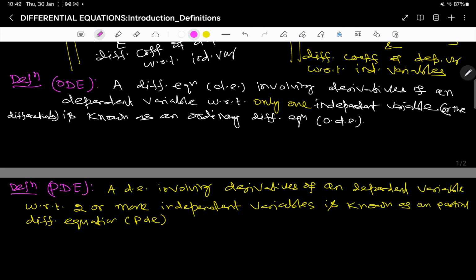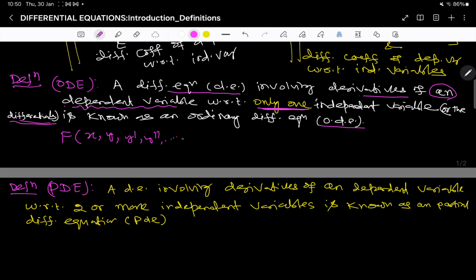So coming to the definition of an ordinary differential equation: a differential equation involving derivatives of a dependent variable with respect to an independent variable. The dependent variable is only one, with respect to only one independent variable. Or instead of the derivatives, if you have the differentials dy, dx, then also it is known as an ordinary differential equation. In general, I may write the ordinary differential equation as involving x, y, y dash, y double dash, and it may also involve the nth derivative. So this is equal to 0.